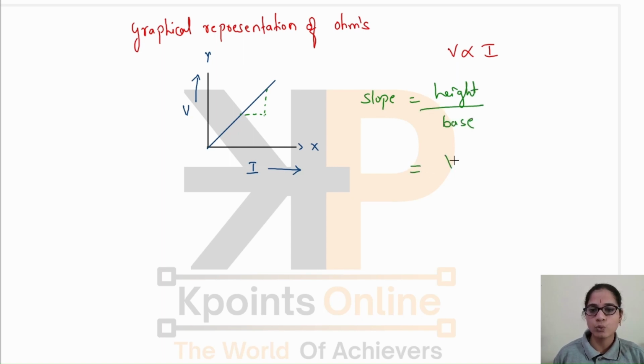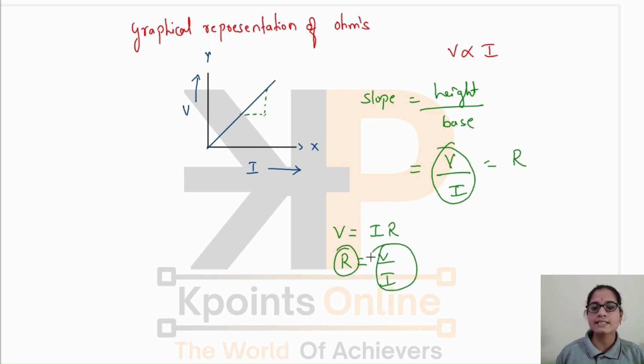That is equal to V upon I. What does this ratio represent? It represents the resistance, which is equal to R. We know that V is equal to IR and R is given by V upon I. This V upon I is nothing but the resistance. So if I take the slope of the graph of potential difference versus electric current, we get the slope, which is equal to the resistance.